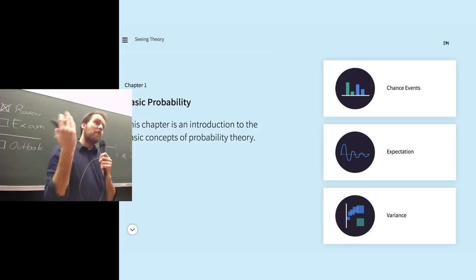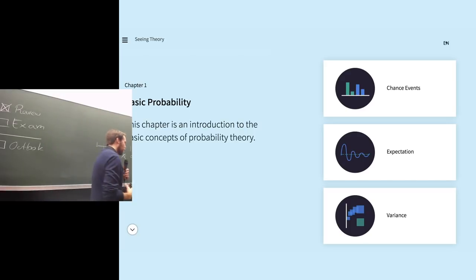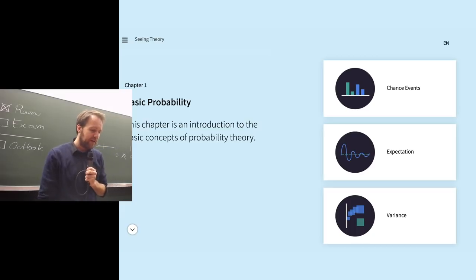If you struggle with probability, which is a particular problem point for a lot of people, have a look at the page called Seeing Theory. It's also linked in the recommended reading, because it has a really helpful and intuitive way of explaining probability. I highly recommend that.